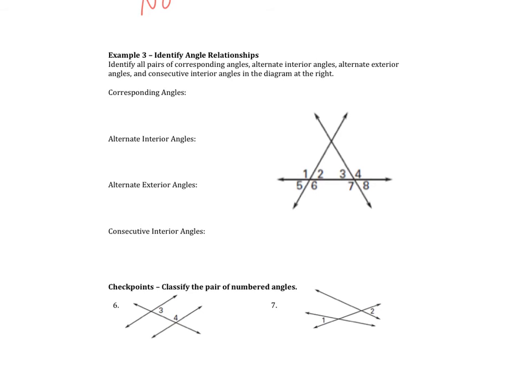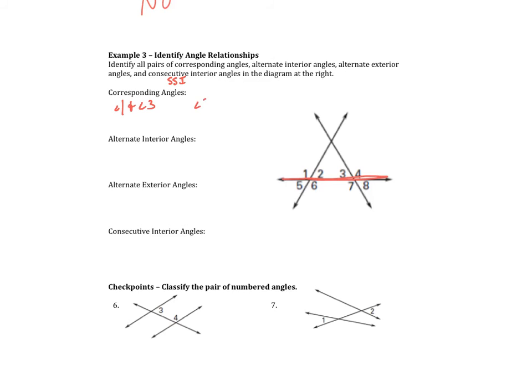Okay. Example 3, identify angle relationships. Identify all pairs of corresponding angles, alternate interior angles, alternate exterior angles, and consecutive interior angles. Consecutive interior angles, by the way, is also same side interior. So corresponding angles are the same position. So first of all, we have the transversal, this red line. So the angles that are in the same position would be like angle 1 and 3. They're both above and left.